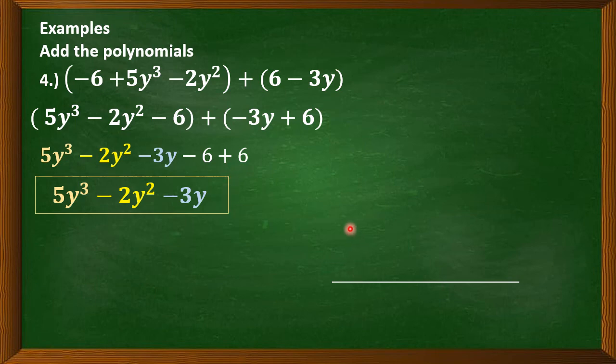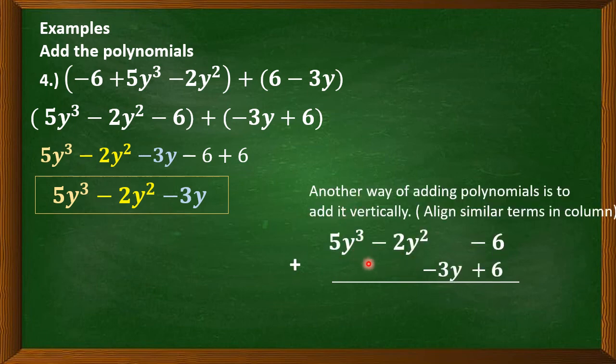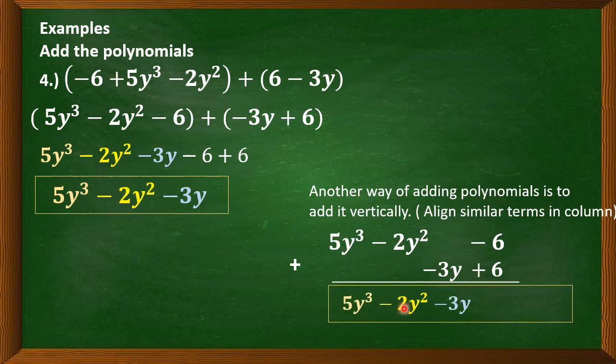Okay, another way is to add it vertically. So we can align the similar terms in columns. It will look like this. So you copy the polynomials that is already arranged in standard form. 5y cubed minus 2y squared minus 6. And here we have negative 3y plus 6. So just bring down 5y cubed minus 2y squared. Bring down minus 3y. And then negative 6 plus 6, that's already 0. So no need to write here 0. So if you have observed, they have the same answer.